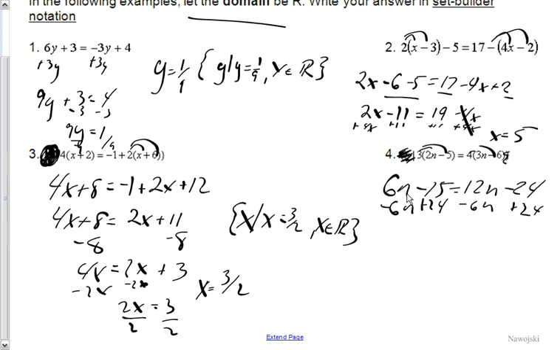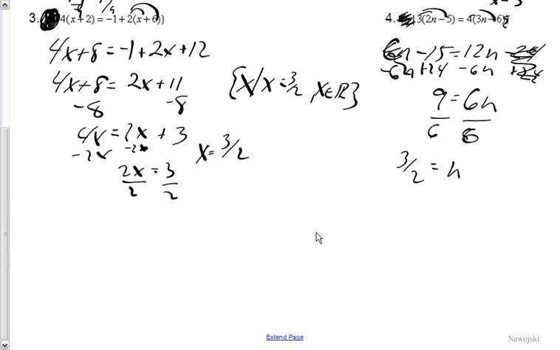Alright. Doing that, those cancel out. This is 6n over here. That cancels out. Negative 15 plus 24 is 9. Divide by 6 so that we get that alone. And n equals 3/2. Okay, and our final answer in set builder notation. Notice how it's n such that n equals 3/2, comma, n is an element of the real numbers.